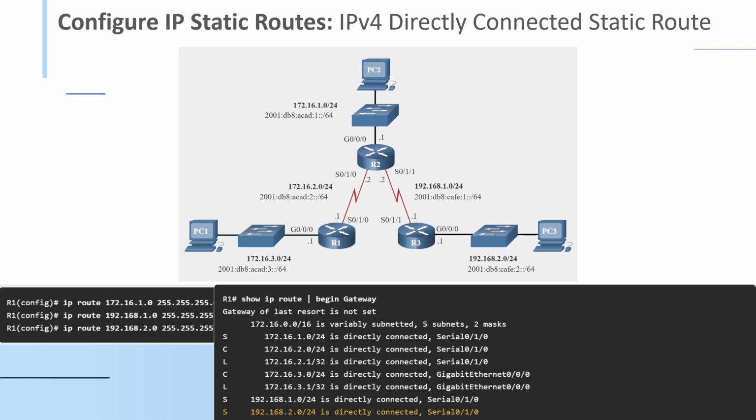And it is generally recommended to use the next-hop address, because the directly connected static route should only be used with a point-to-point serial interface, as it is here in the example.